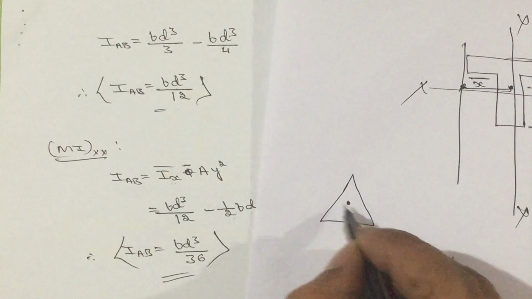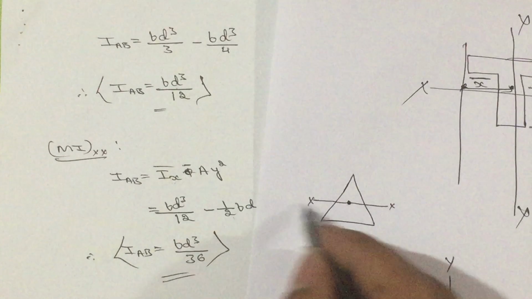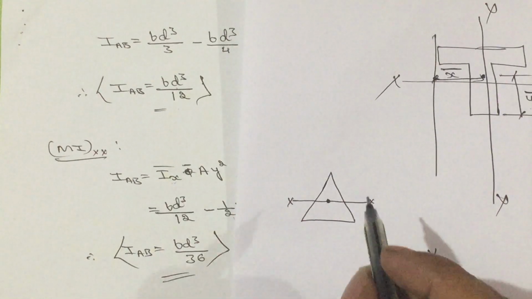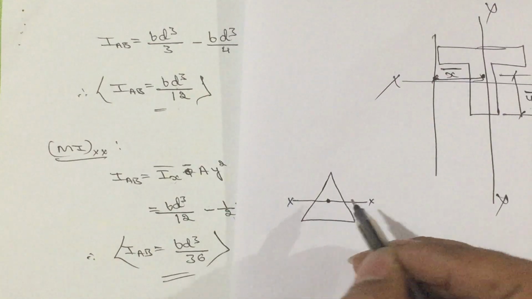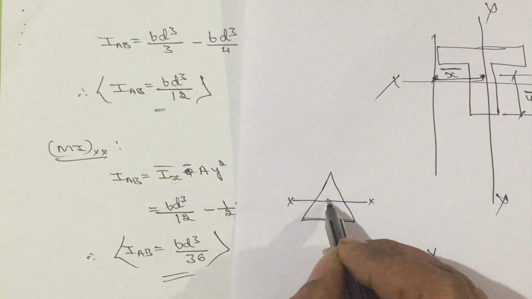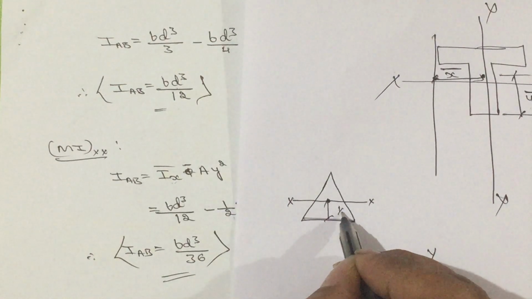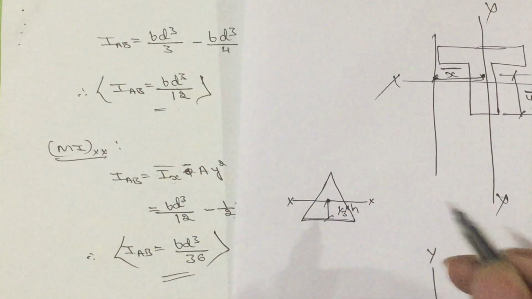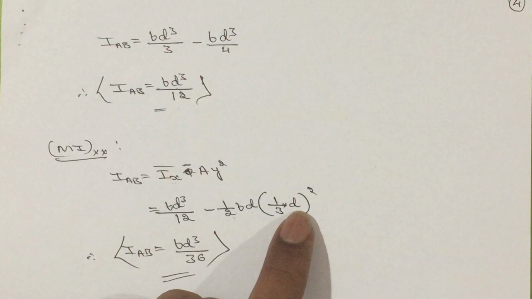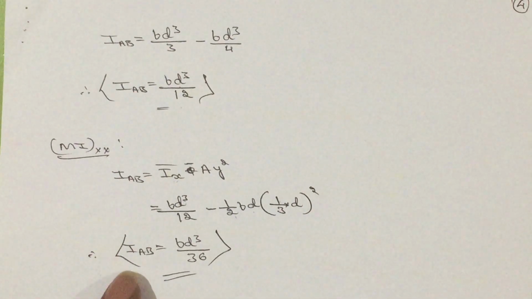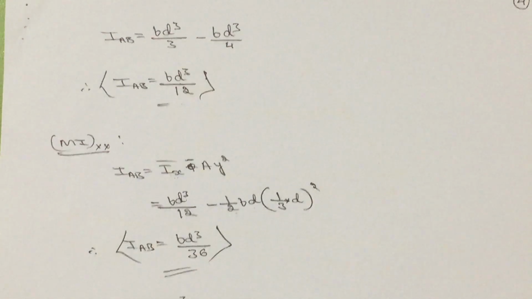It is the centroid. The horizontal line passing through the centroid, that is xx, we call as the centroidal axis. With respect to the centroid, the distance from the base to the centroid is how much? For the centroid we come to know that it is 1/3 of the height, 1/3 of h or 1/3 of d. So, it is 1/3 of d whole square. So, I_xx you are going to get as b d cube by 36.